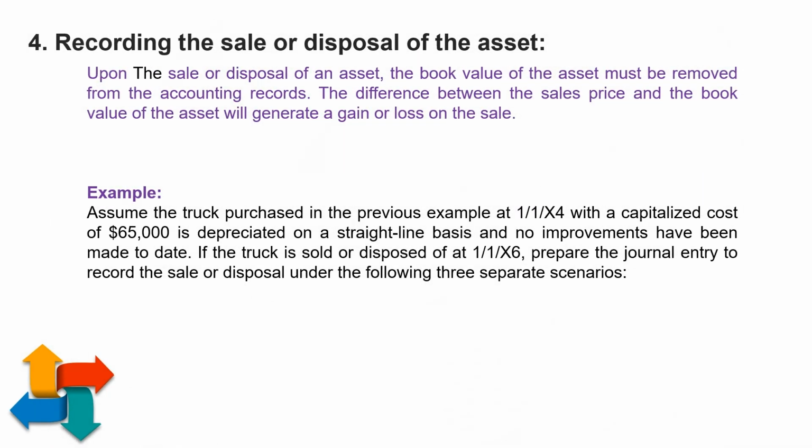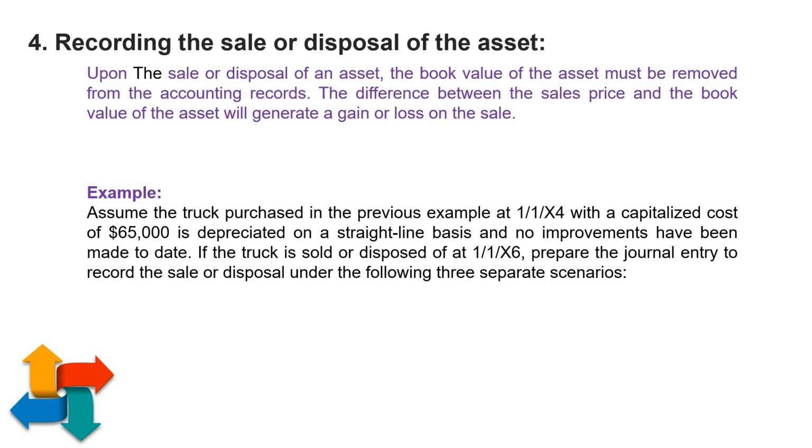Now, let's complete the life cycle of a long-term asset by discussing the last issue in accounting for these kinds of assets, the recording of the sale or disposal of the asset. Now, upon the sale or disposal of an asset, we're going to need to take the book value of the asset out of the books.